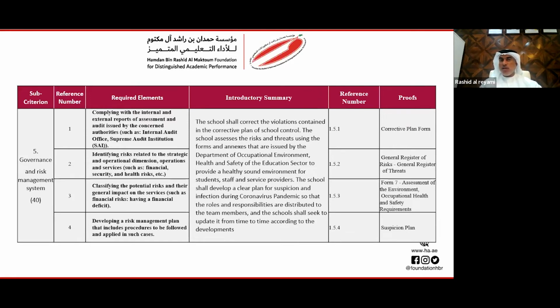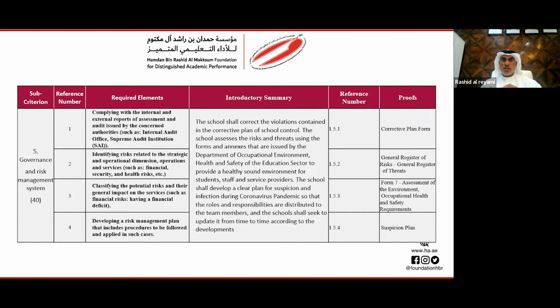The summary the school wrote reflects their evidence, which is that they attached the corrective plan form, general registration of the risk, general registration of a threat, assessment of the environment, occupational health and safety requirements, and suspicion plan.